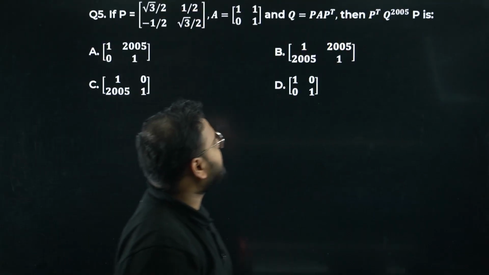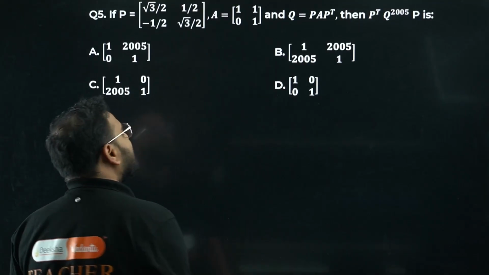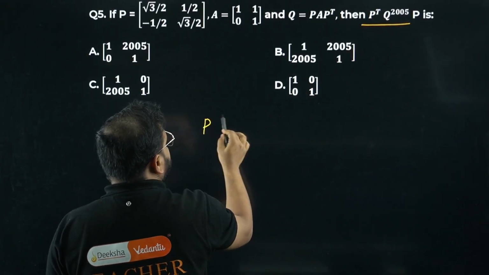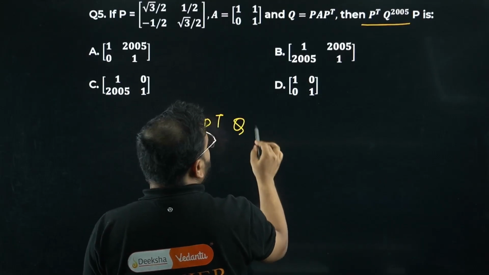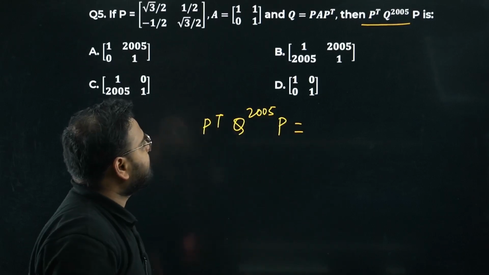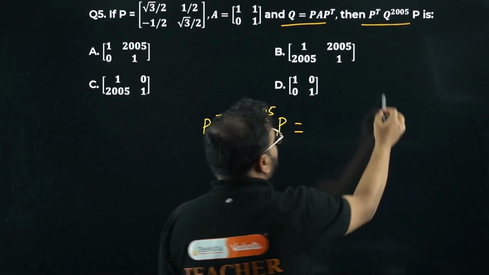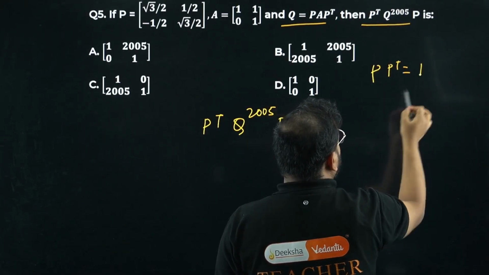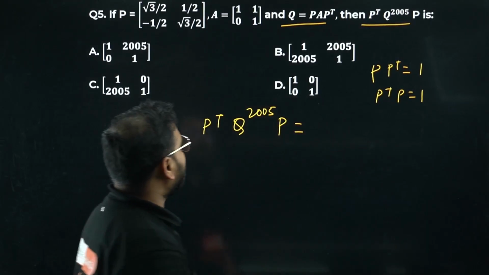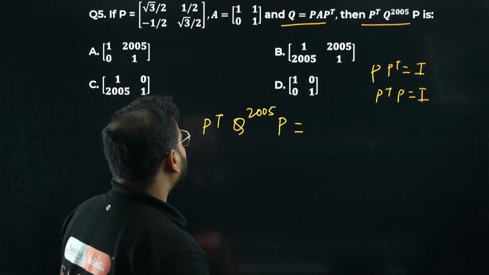What we have over here is they have given P matrix, again 2 cross 2. A is again 2 cross 2. What are they asking? P transpose Q to the power 2005 P, where Q is given as PAP transpose. Actually, we know one thing, right? P times P transpose is how much? Is 1. P transpose into P is how much? 1 only, right? Not 1 actually. Identity matrix, yes. I mean identity matrix. Not 1. So please check.